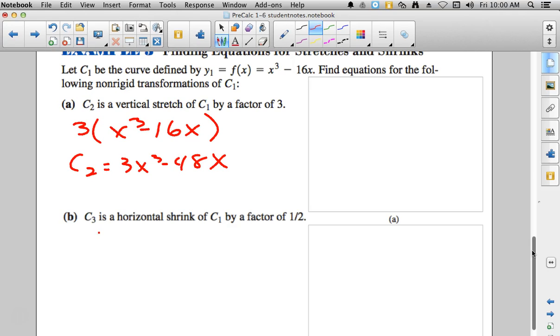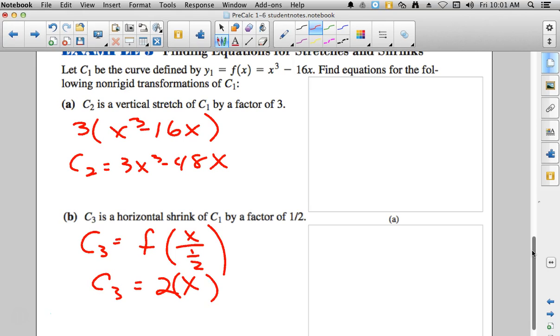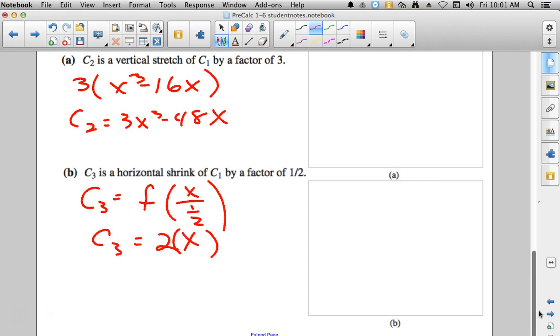Okay, so to get C sub 3, we're going to have to take our function, whatever it is that has the x's in it, and we're going to have to divide that by 1/2? Not really, right? So what does that do? It multiplies by 2. So really, we just need to multiply our x's by 2. So wherever we see the x's up here, we're going to have to deal with 2x.